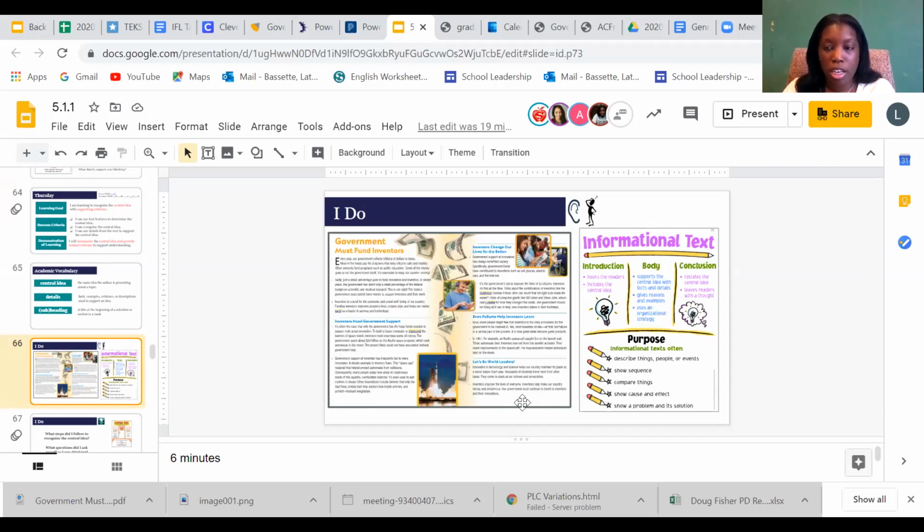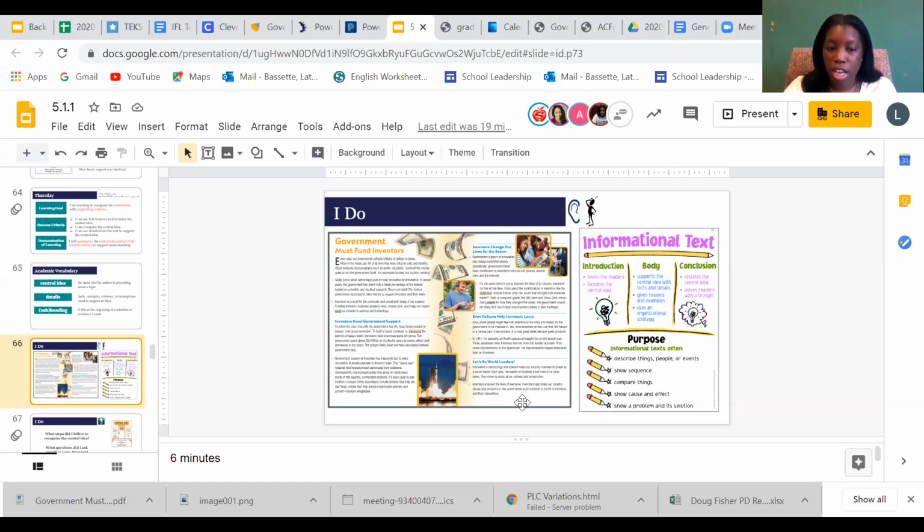So when looking at our text, we're going to be looking at the introduction, or we're going to start with the title, and the title is going to help us a lot because we can make connections to what we're going to read within the text. So if we're looking at our informational text anchor chart, you can see that it's broken up in how an informational text is divided. We have the introduction, we have the body, and we have the conclusion. So we're going to focus on the introduction.